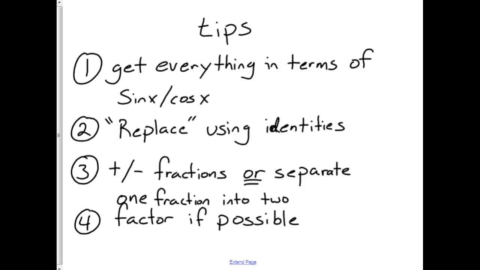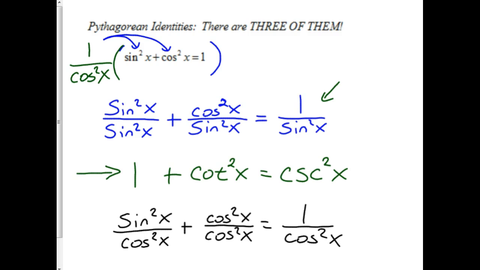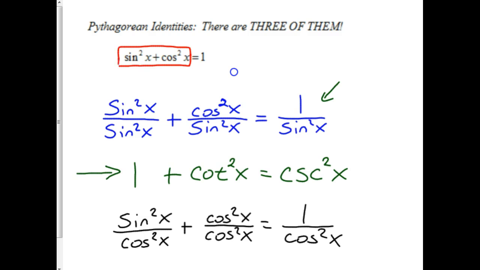Number 2, replace using identity. All right? What that actually means is, let's look back at our sheet real fast. We'll go back to this page right here to explain it. What that means is that if you see this statement right here, sine squared x plus cosine squared x, I could technically replace it with a 1 because they are equal to each other. They are the same thing. Okay?